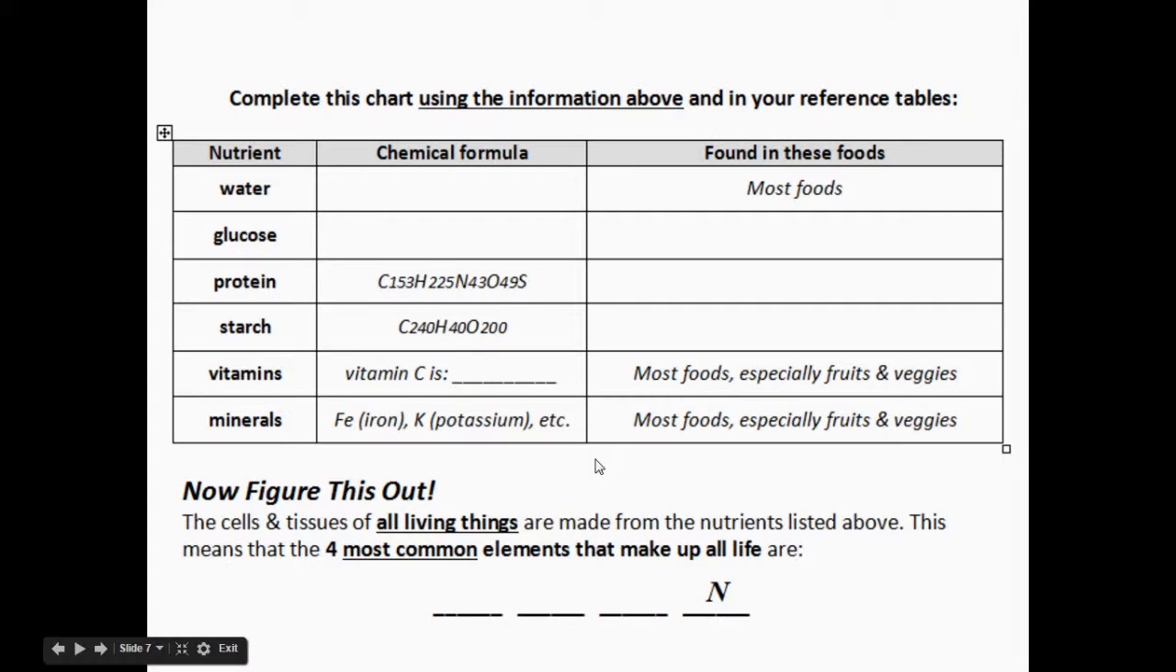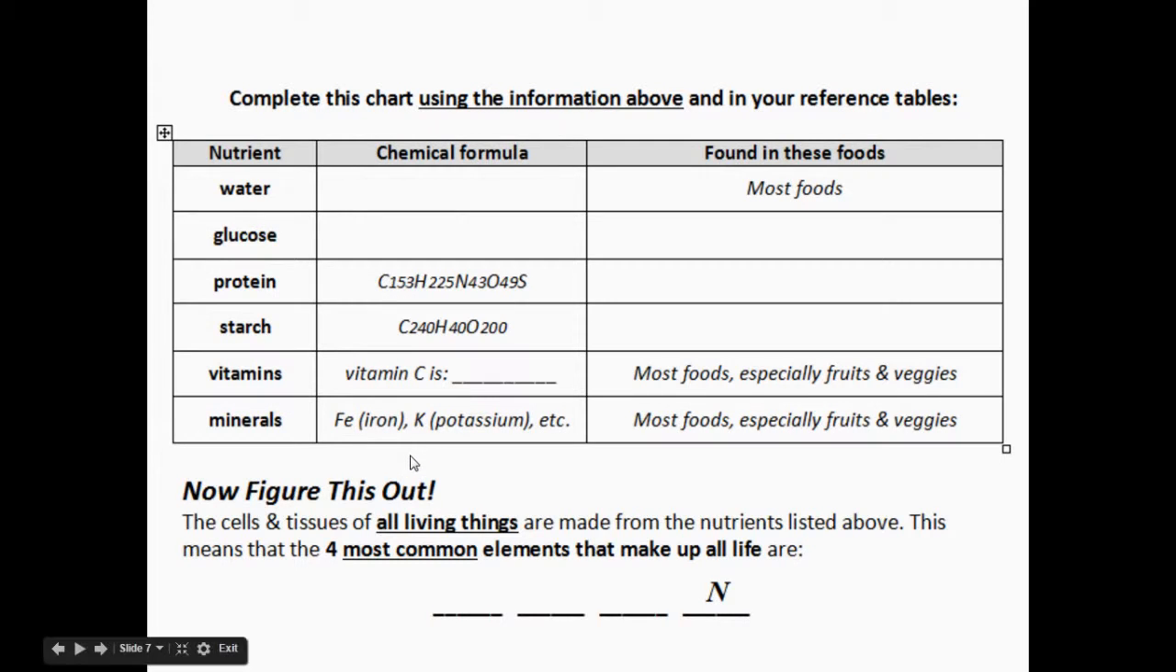Okay, next thing we're going to do is you're going to move to the yellow packet that I gave you. The yellow packet has a paragraph at the top that's going to give you a bunch of information. You're going to use the information in that paragraph plus things that you remember from science to fill in this chart. Like, what are these chemical formulas? Where can you find these nutrients? Okay, so hit pause, use the paragraph to fill in this chart.